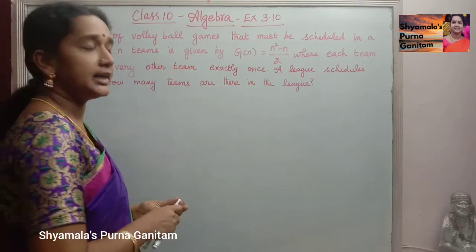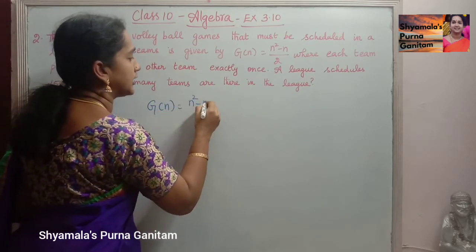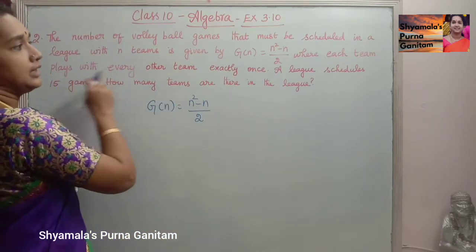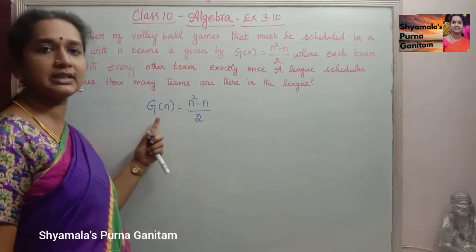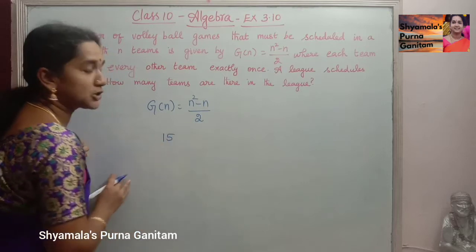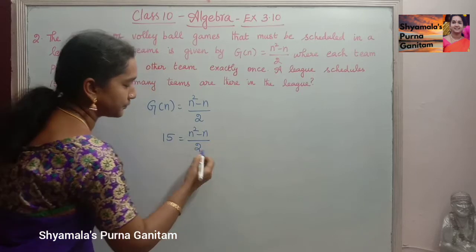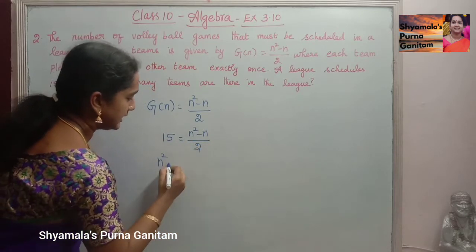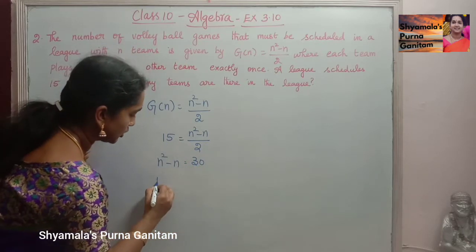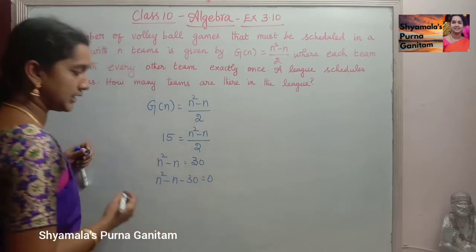So in the question it is given G(n) is equal to (n squared minus n) by 2. So here a league schedules 15 games, that is G(n) is equal to 15. If we substitute 15 here, 15 is equal to (n squared minus n) by 2. When we simplify this, we get n squared minus n is equal to 15 into 2, which is 30. So n squared minus n minus 30 is equal to 0.